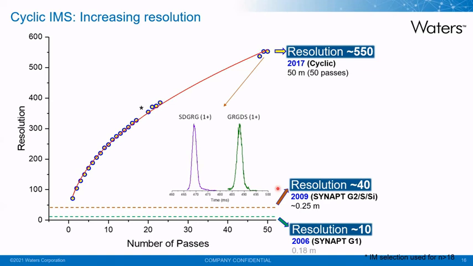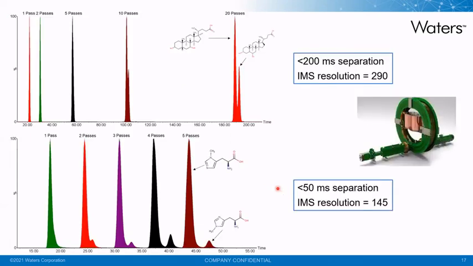So what does this translate to for those compounds I was showing at the beginning? Here we can see at the top the two bile acids, the mobilogram showing how we've managed to almost get baseline resolution on these compounds after 20 passes around the cyclic mobility cell. This separation was achieved in 200 milliseconds, and achieved a resolution of 290.